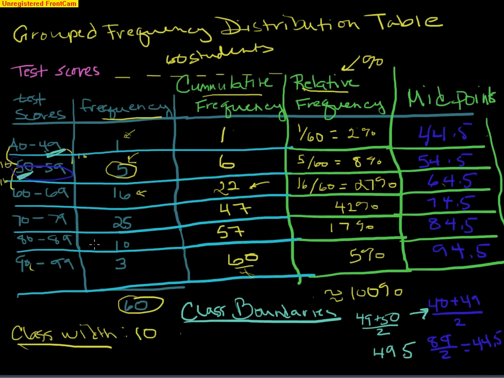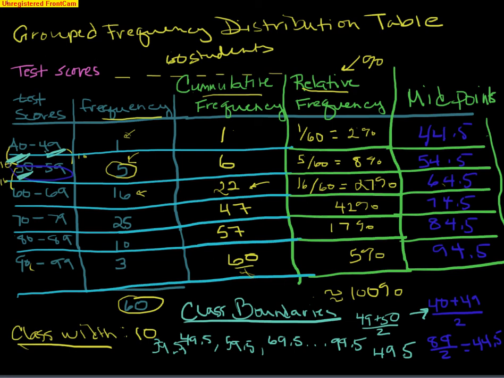So that first class boundary is 49.5. The next class boundary would be between 59 and 60, so it would be 59.5. The next one would be between 69 and 70, which would be 69.5. And so on. I'll let you finish that up. The last one would be at the end, 99.5. And oftentimes you will see in the front end where your histogram starts, here's a 40, that's your bottom number, so the actual boundary up to that would be 39.5.